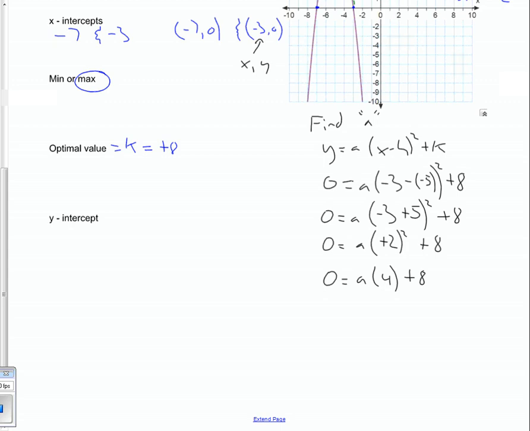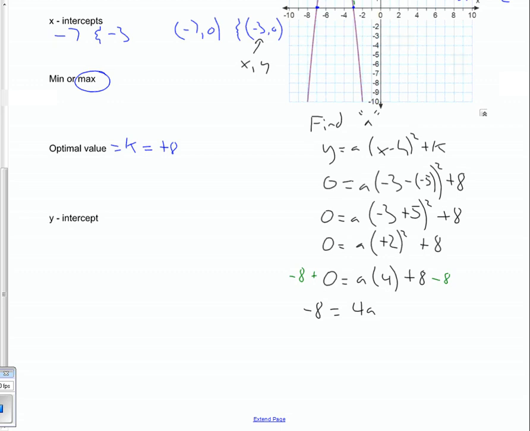Now there's nothing else for me to simplify here on the right-hand side of the equal sign, so what I need to do is start moving things over and isolating the a. So I'm going to actually subtract 8 from both sides. So that's going to leave me with negative 8 is equal to 4a. A4 or 4a is the same thing.